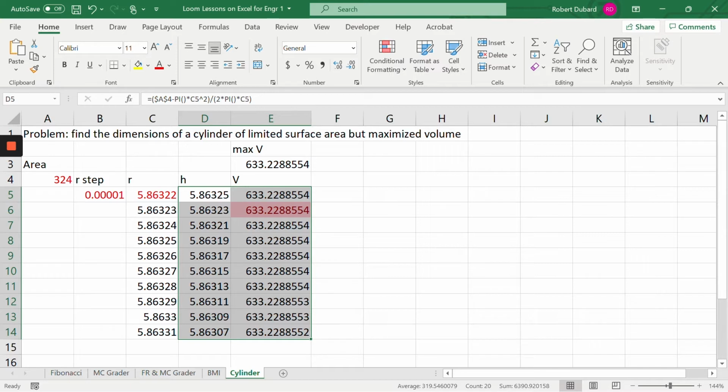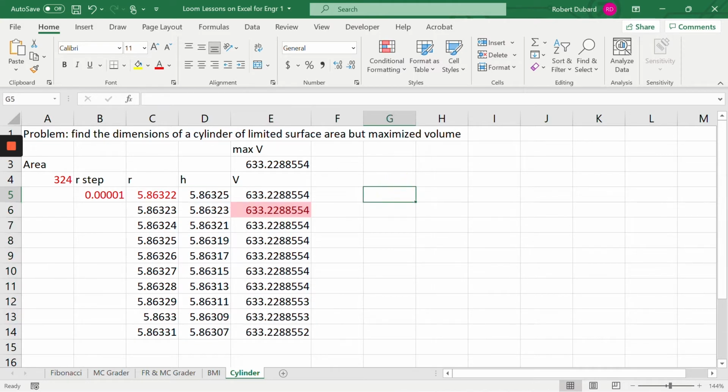But we'll still want our start and our step. We'll still want to be able to find the maximum volume and have it highlight. We're still going to have our area limited to 324. So basically, there's a lot on this page that I'd like to reuse. And so what I really want to do is duplicate this page. So I want to show you how that works.